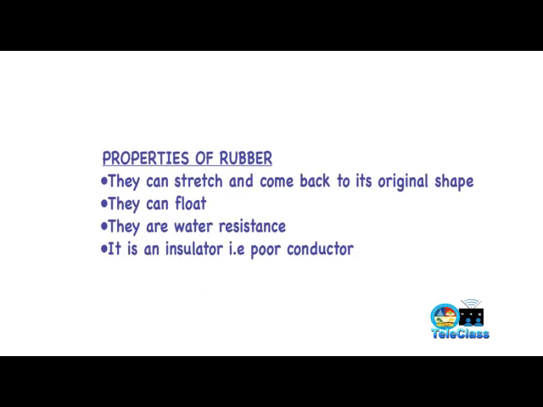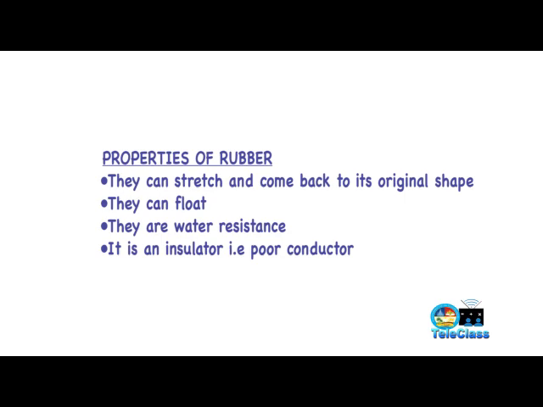Now, what are the properties? Like I said, rubber can stretch and bounce back to its original shape. And this is one quality that makes it suitable as a shock absorber. Rubber can float on top of water. That is why it is used to build the body of ships and boats. Rubber is water resistant. That is, it does not allow the passage of water. It is an insulator. That means it is a poor conductor.